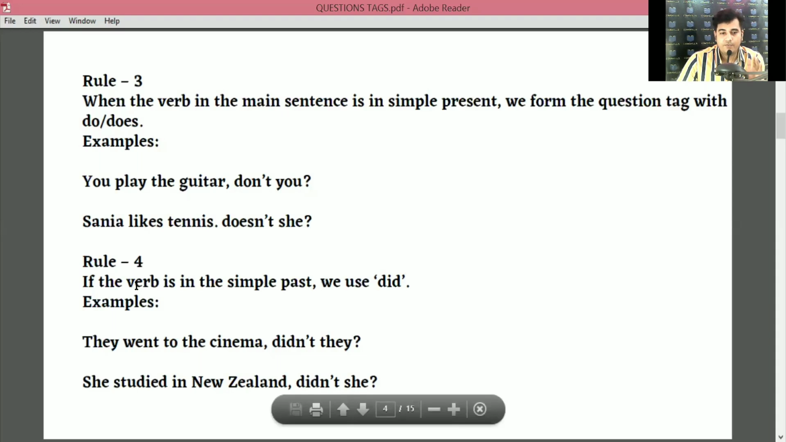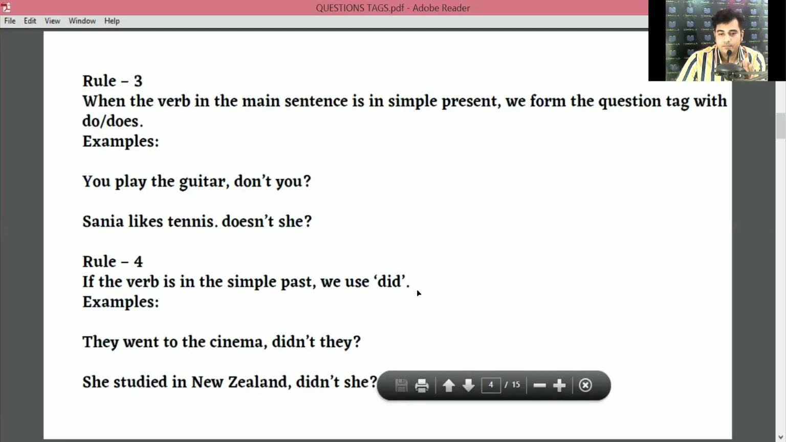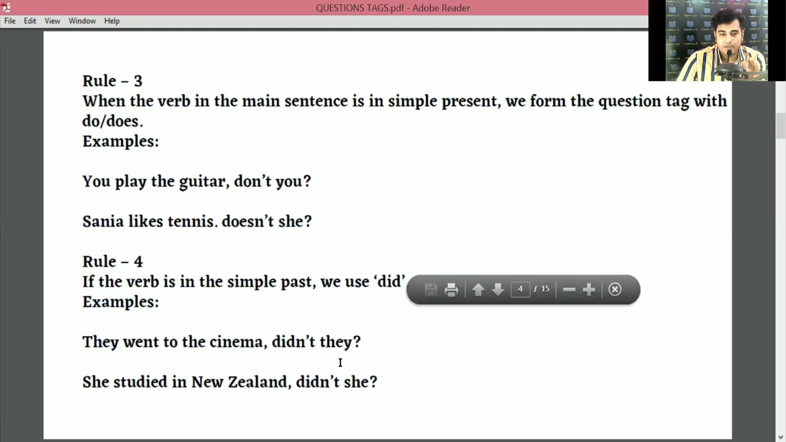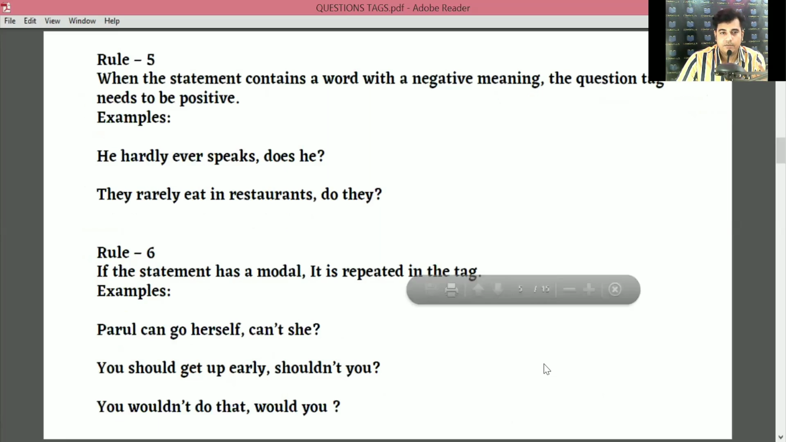In the same manner, if the verb is in the simple past, we use did. Examples: they went to the cinema, didn't they? She studied in New Zealand, didn't she? Okay, so we speak in this way. We also take one or two seconds of pause so that we can explain or express our reaction. So then we are moving to rule number 5.